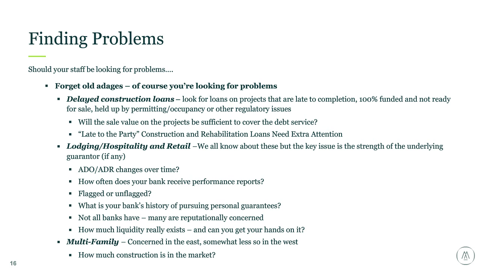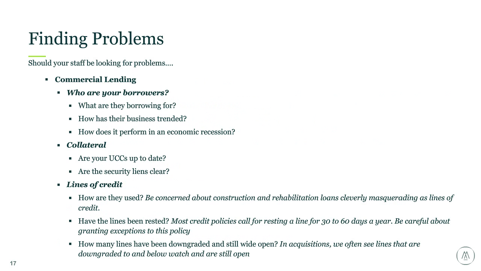Okay. With that, who are your borrowers? Obviously with commercial lending, we want to make sure we know who the borrowers are. We know what their strength is. We know that if the lines of credit are out there, if there's a concern, two things. Number one, that you're not afraid to choke the line of credit off. And secondly, are the UCCs and security liens all set up?